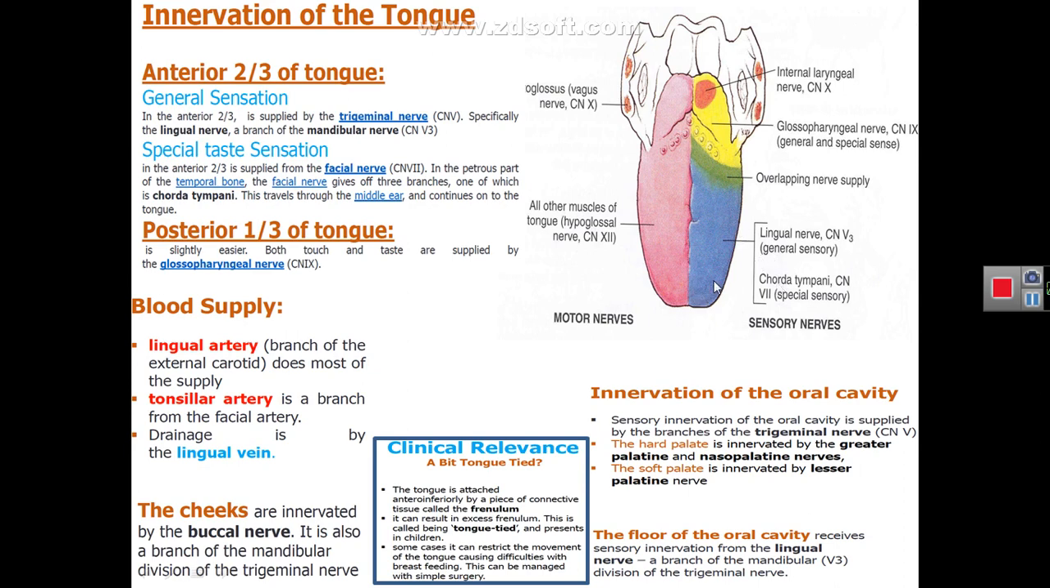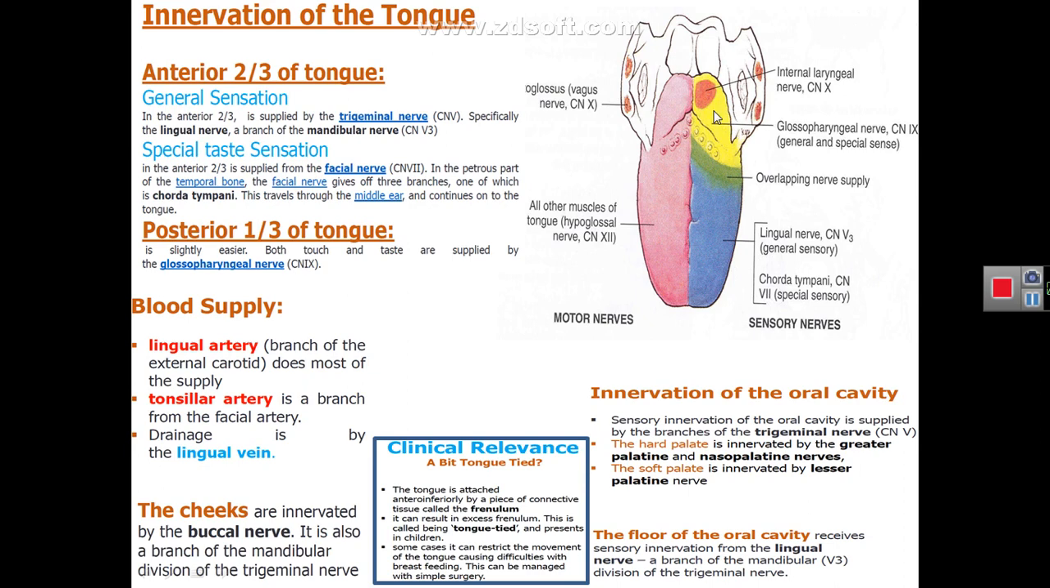Therefore, the mucosal nerve supply to the anterior two-thirds of the tongue, which is the body of the tongue anterior to the sulcus terminalis, receives general sensation from the lingual branch of the mandibular nerve, which is a branch of the trigeminal nerve, and taste sensation from the chorda tympani branch of the facial nerve.